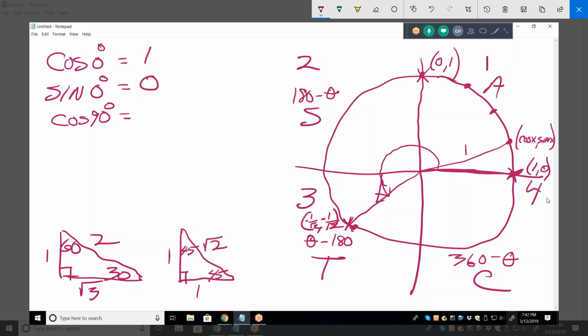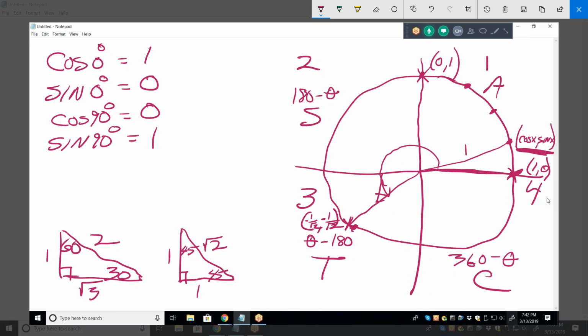It would be 1? No. The x-coordinate is the cosine, so it's 0. In other words, this over here, memorize that. It goes cosine, sine. So the first one would be 0, and then the sine of 90 degrees would be 1.